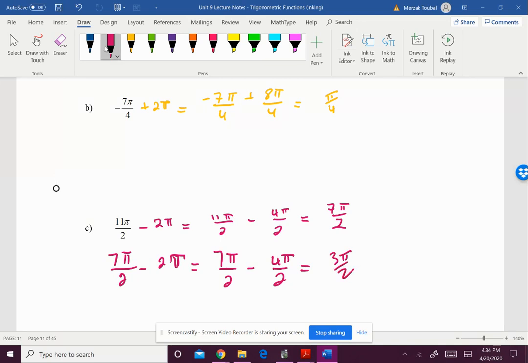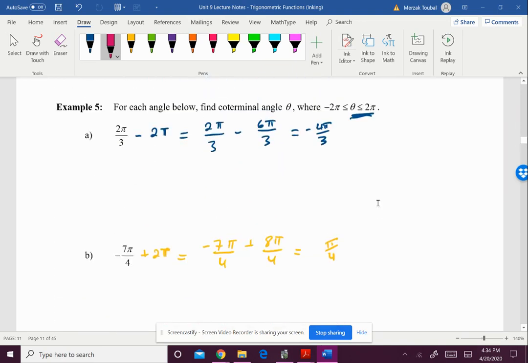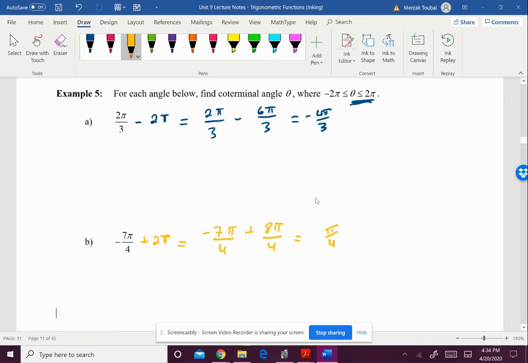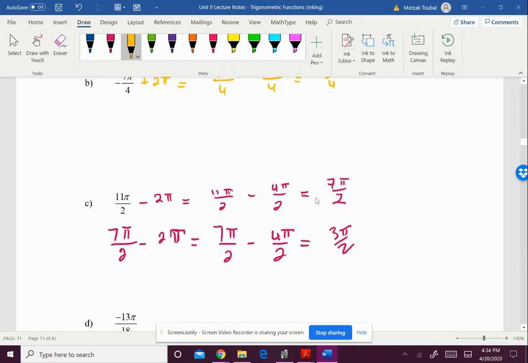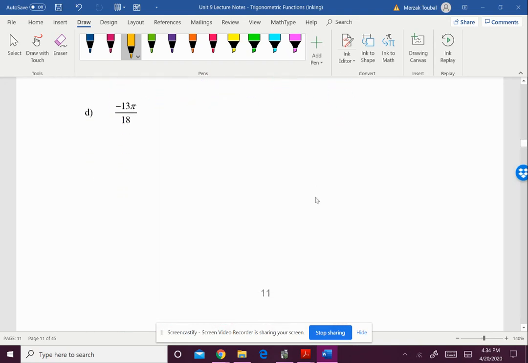Now here's the trick that I want to show you. I didn't want to show it to you at the beginning, but now you can see it. Actually, no, never mind. Let's move on. That works for the reference angles. I was just thinking of something different. Never mind. Let's do the next one.